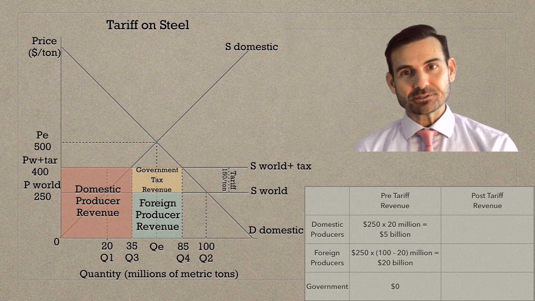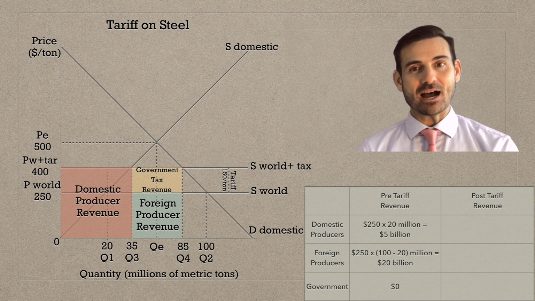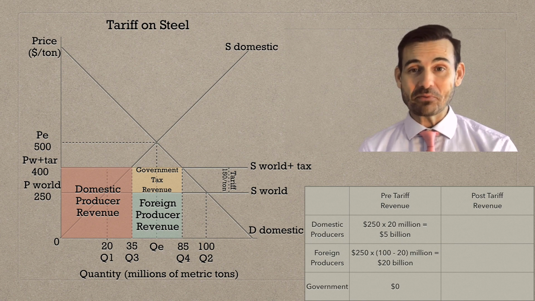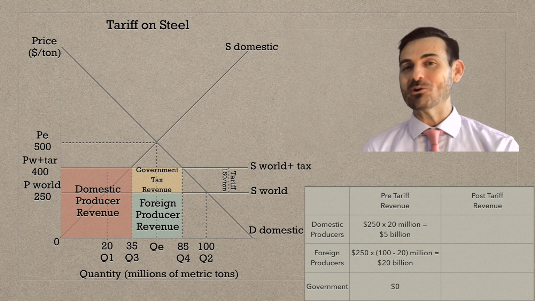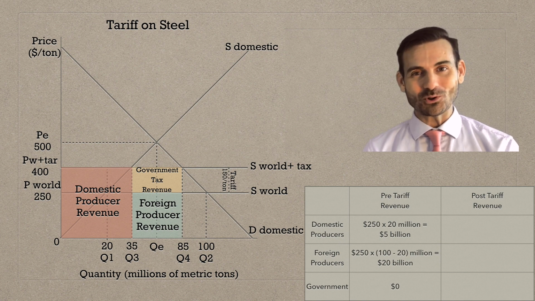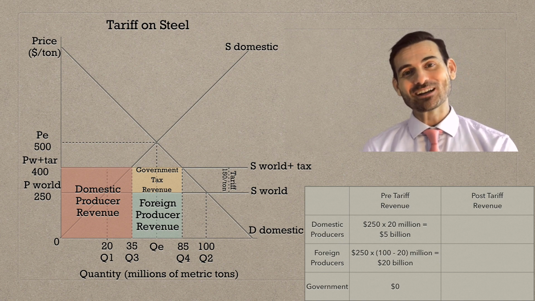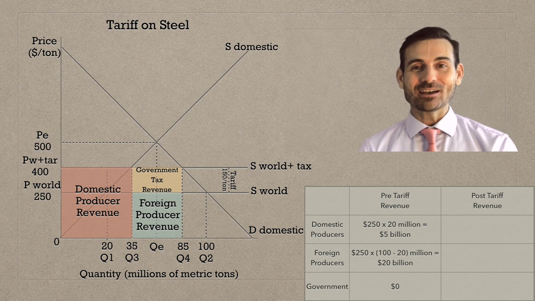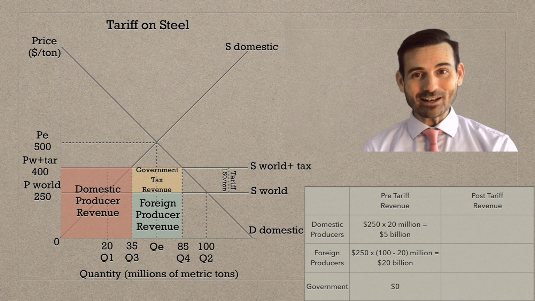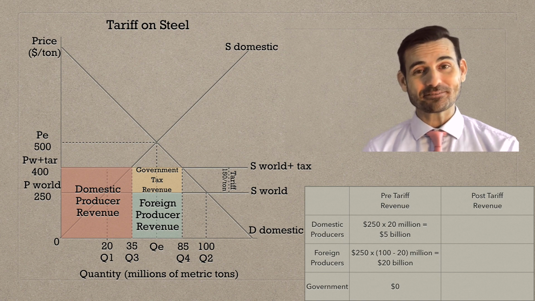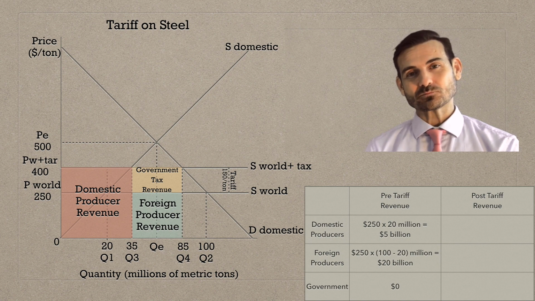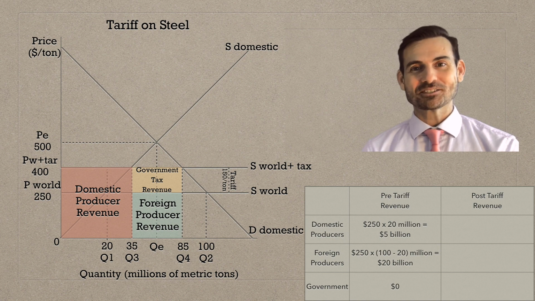For foreign producers, they do not get to take advantage of the higher price created by the tariff. Remember, they've got to pay the distance between the two supply curves to the government. Therefore, they only still receive P world, or price world. And remember that domestic consumers demand a lower quantity as a result of the increase in price. Therefore, to calculate foreign producer revenue after the tariff, we need to take P world times Q4 minus Q3.